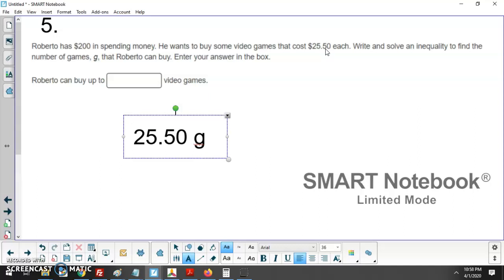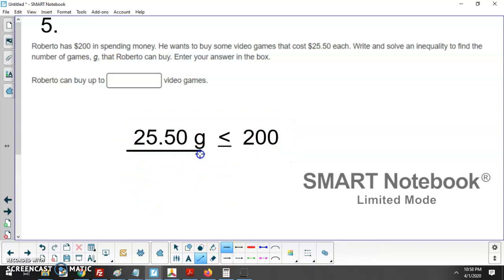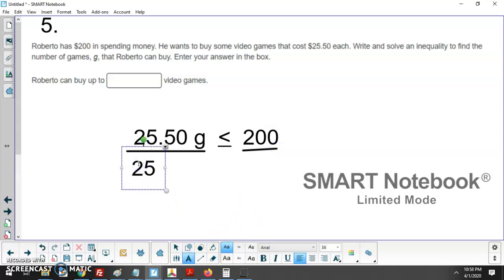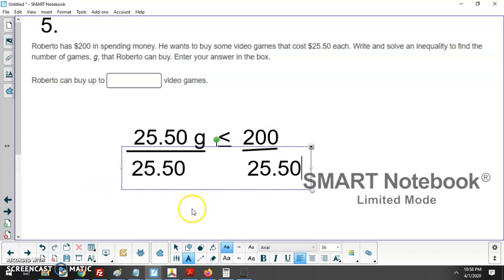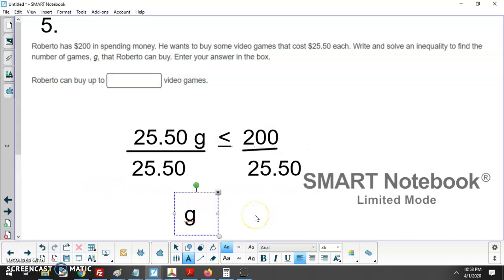Well, he doesn't have more than $200 to spend. So whatever he spends has to be less than or equal to $200. So this is the inequality that you would solve to find the answer here. So you would divide both sides by $25.50. Now, if you think these numbers are really hard to divide, you can use a calculator. But you're going to get a decimal. Now you can't buy a decimal of a game.